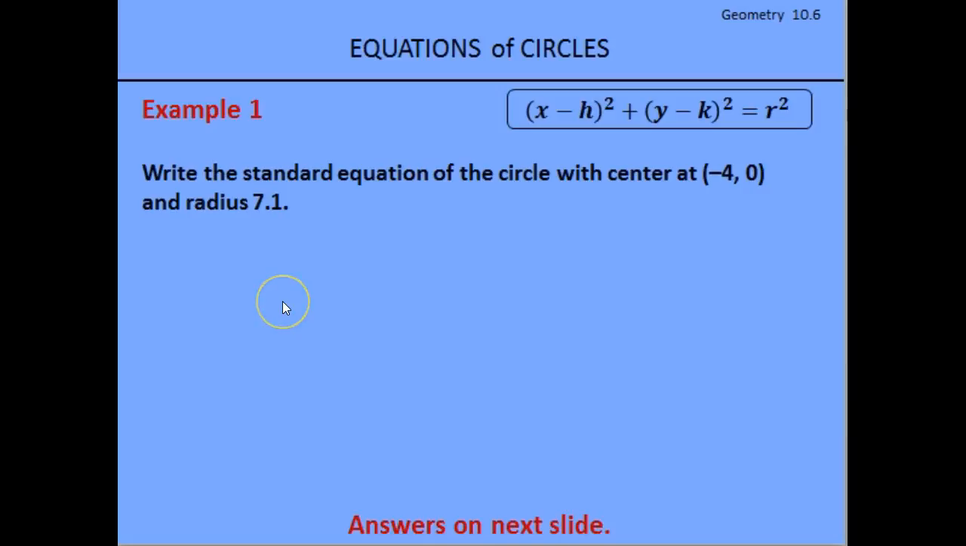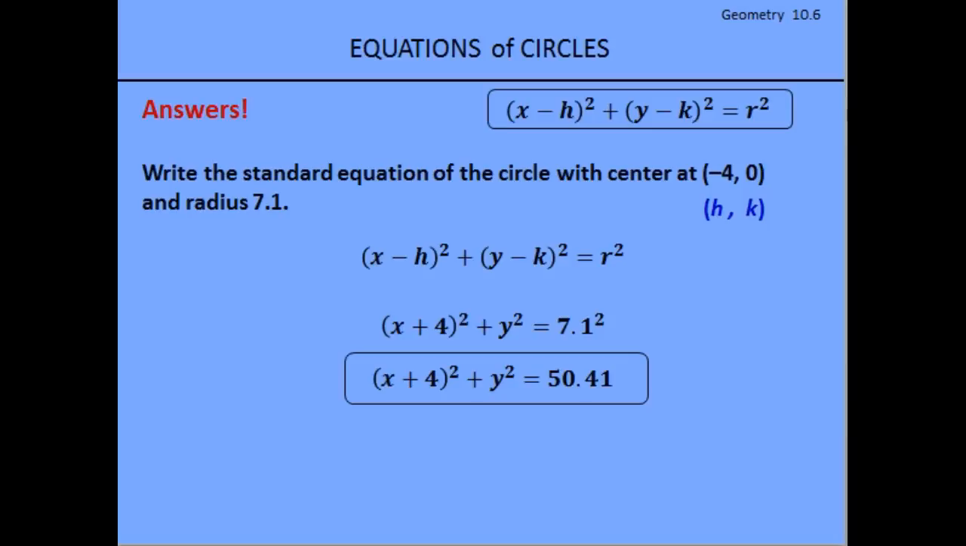Okay, first example. Write the standard equation of the circle with center at -4, 0 and radius 7.1. Go ahead and pause, and I will give you the answer in a moment. Okay, here comes the answer.